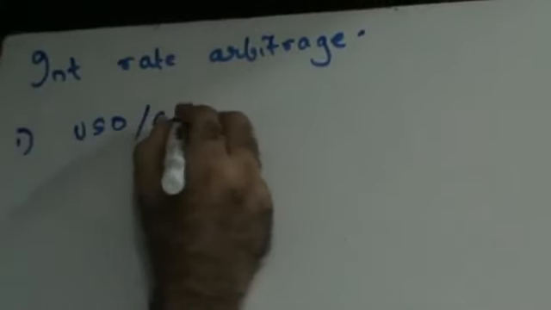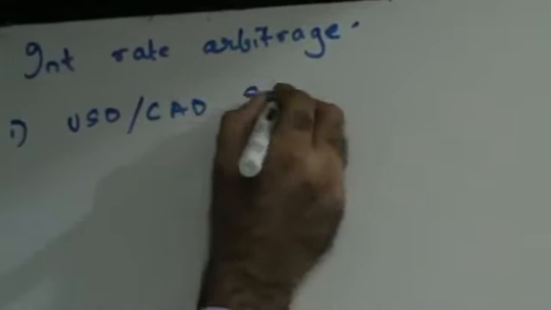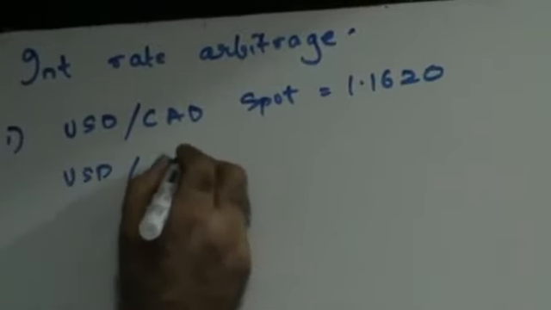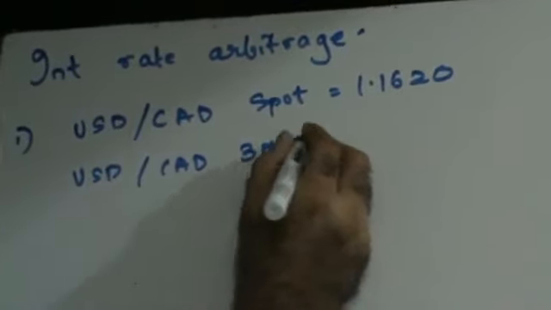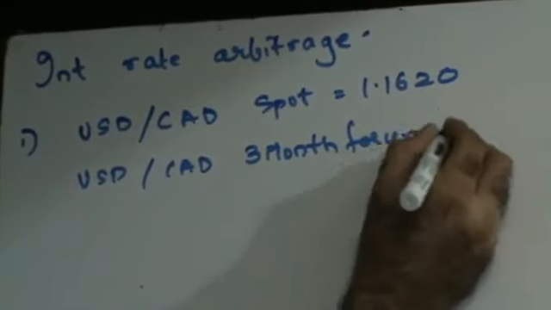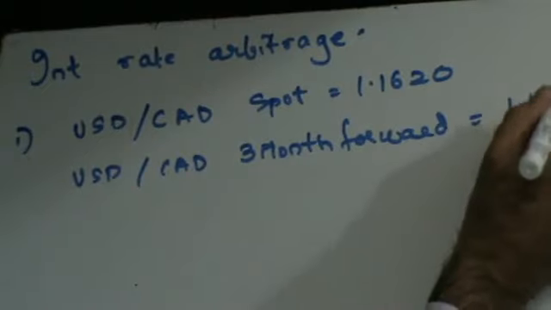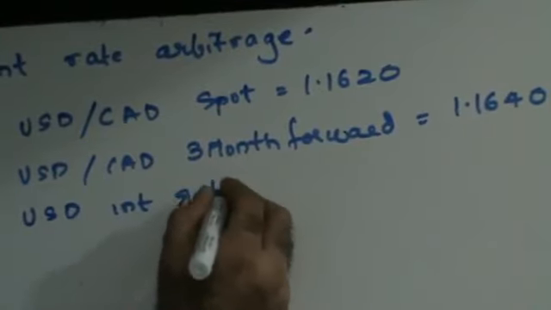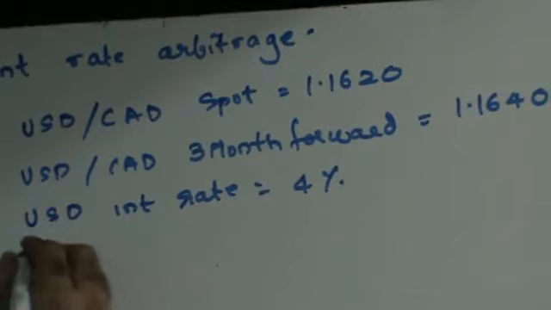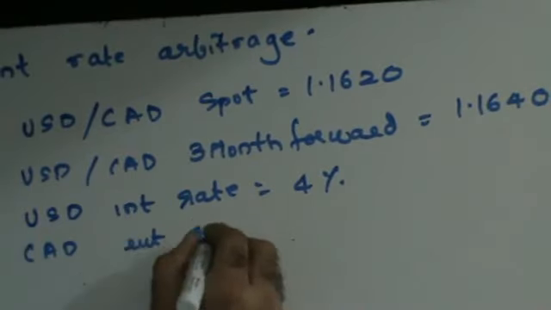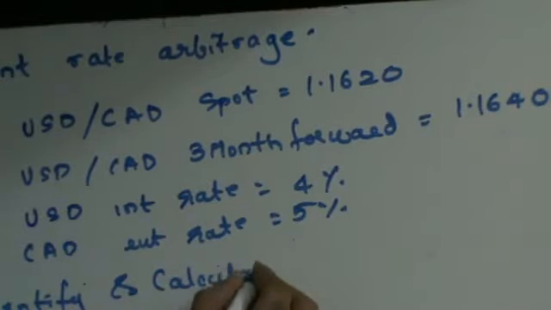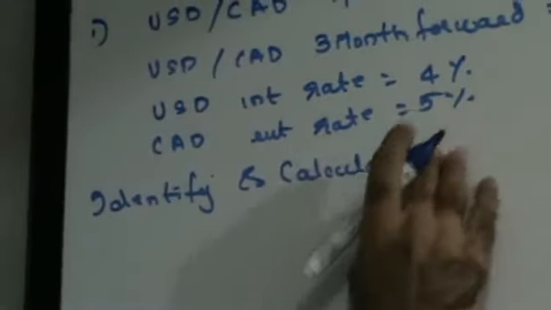Suppose let's consider US dollar, Canadian dollar, spot is 1.1620. US dollar, Canadian dollar, 3 month forward is say 1.1640. Then US dollar interest rate is 4%. Canadian dollar interest rate is 5%. Identify and calculate arbitrage, interest rate arbitrage.